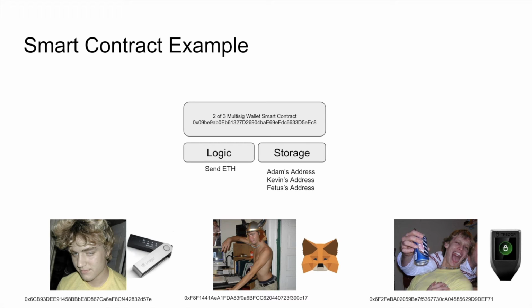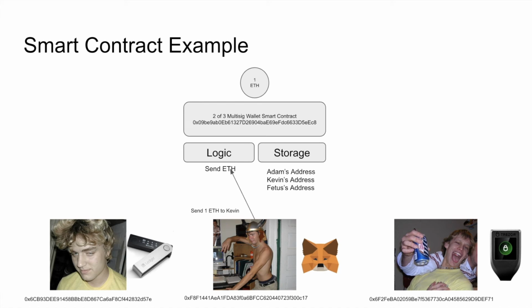When you think about what's going to be stored inside this contract, it's going to be the three users' addresses so that when the logic is executed, it can look up and see, did Adam agree? Did Kevin agree? Did Fetus agree to send funds? So let's send one ETH into this smart contract. It's going to hold one ETH. Now to get it out, these users are going to have to agree to send funds out.